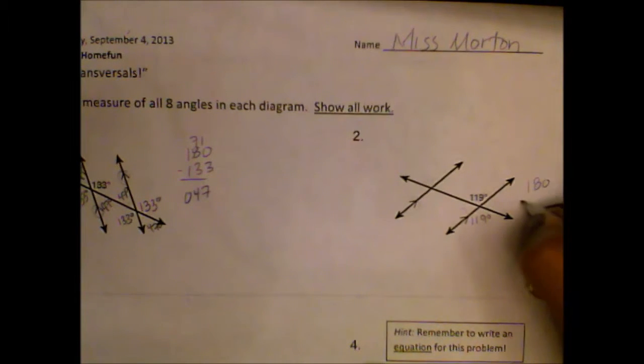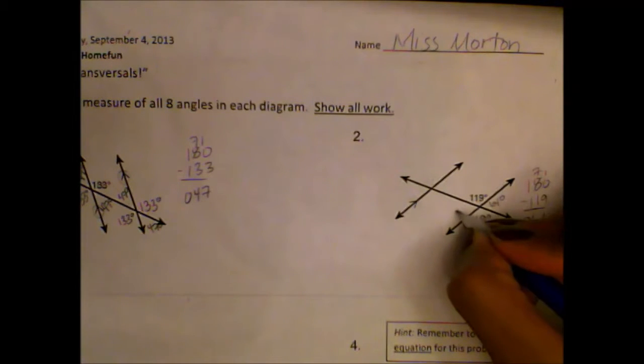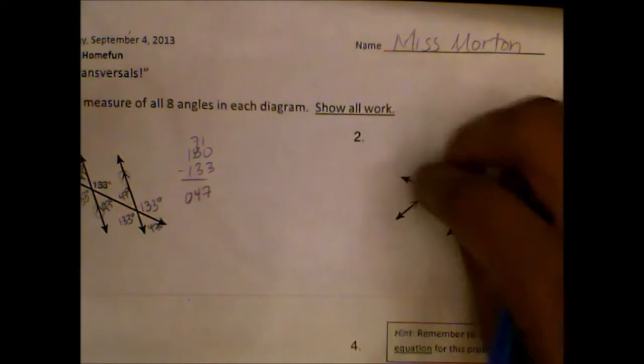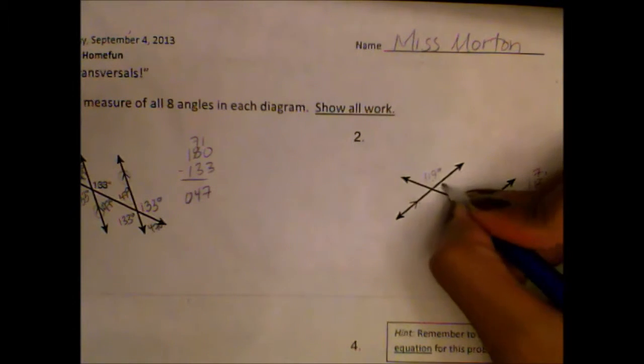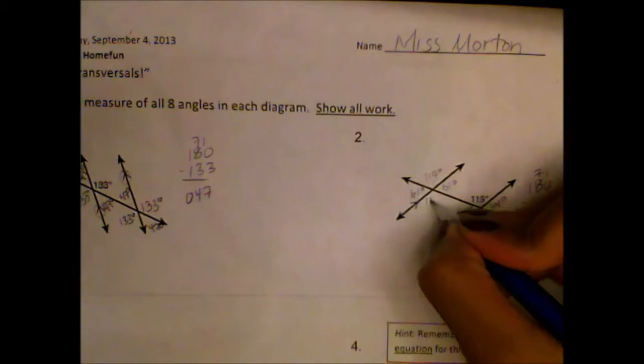Now, these two are linear pairs, and again, linear pairs have to add up to 180. So 180 minus 119. 10 minus 9 is 1, 7 minus 1 is 6, 1 minus 1 is 0. So this is 119, and this is 61 degrees. So its vertical pair is also going to be 61 degrees. Again, these numbers, we're going to take them and translate them over here. This is 119, this is 61, this is 61, and this is 119.